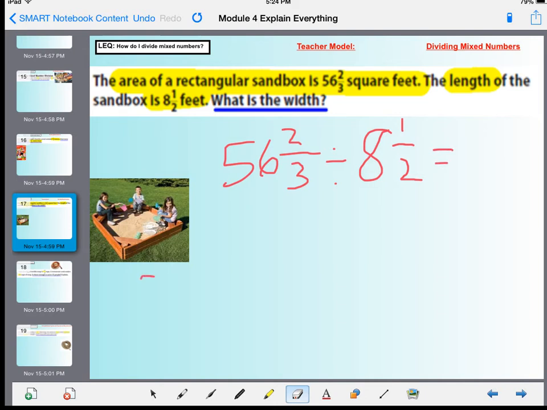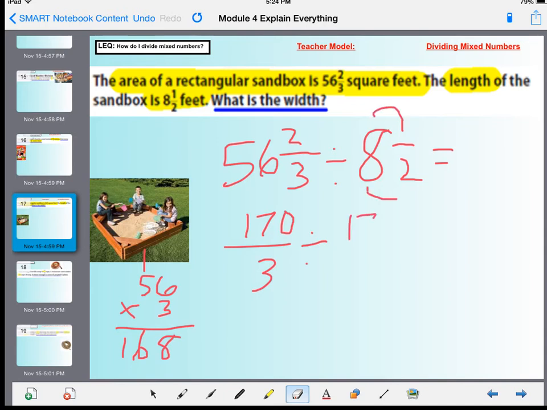So we're going to go off to the side. We're going to do 56 times 3 because we have to turn that into an improper fraction. That is 168 plus 2 is 170 over 3. We're going to go ahead and turn this into an improper fraction as well. So 2 times 8 is 16 plus 1 is 17 over 2. We're going to keep that first fraction the same, 170 over 3, change that division to multiplication, and do the inverse of the second fraction, 2 over 17.